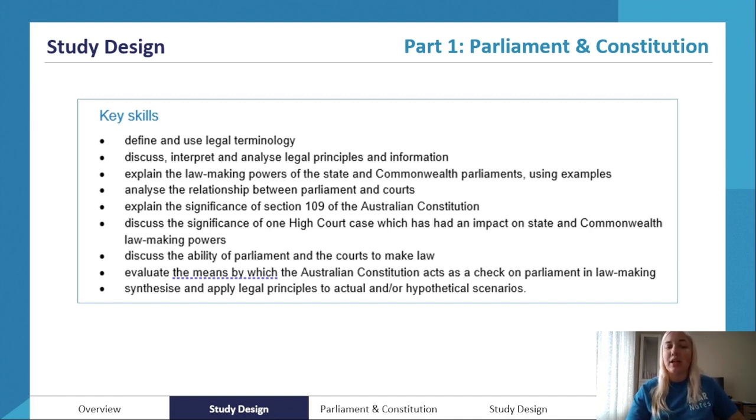Explain the significance of Section 109 of the Australian Constitution. Remembering with your explain questions, that keyword explain means you need to describe in quite a bit of detail and then also be able to provide an example, and discuss the significance of one High Court case which has had an impact on state and Commonwealth lawmaking power. So we'll be looking at a lot of these today, so you'll really be able to take your pick, and discuss the ability of Parliament and the courts to make law.